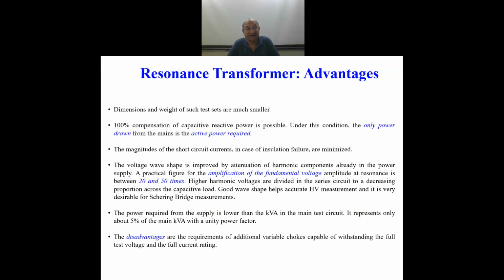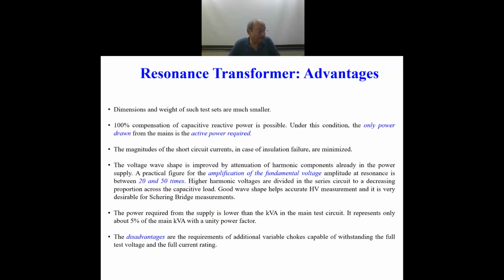At high capacitive power factor, when a high magnitude of the capacitive current is being drawn, the kVA would increase. kVA, V is the same. If V is the same, A is very high, the amperage is very high. So when it is drawing only the capacitive current, the kVA requirement would be very high. But when it is drawing only the resistive current or the real power, the requirement of amplitude of the current would go down. So the total requirement of kVA, the power rating of the test set, would go down, and that reduces to only 5% of the main kVA with unity power factor. And that's a very big advantage.